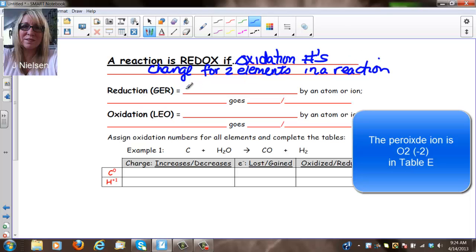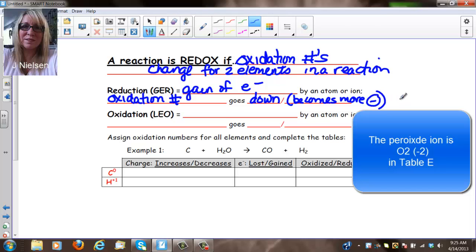Remember, reduction is gain of electrons by an atom or ion. The oxidation number goes down, and I like to put in here becomes more negative, and we call this reduces. It reduces. We actually learned this in the first lesson.